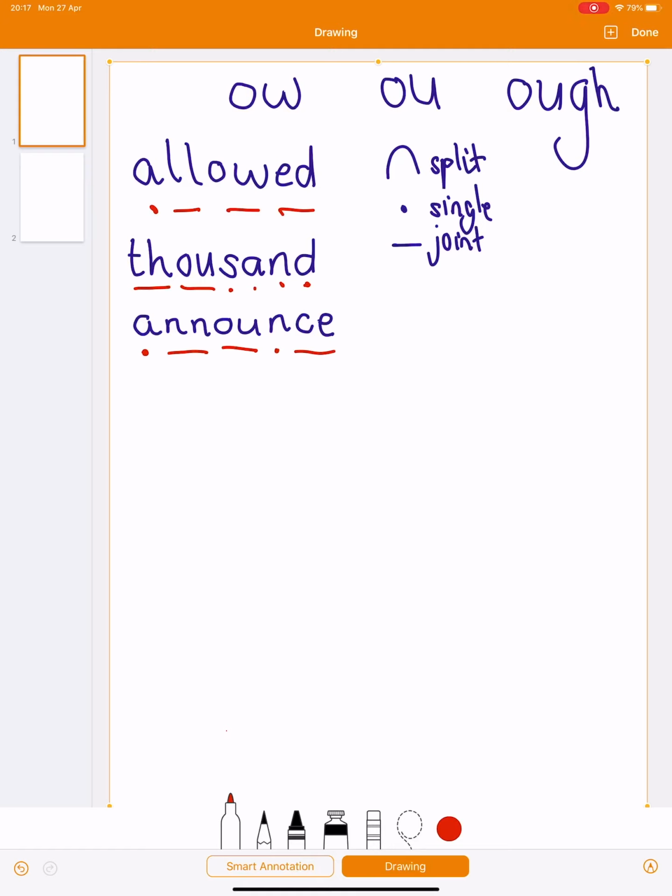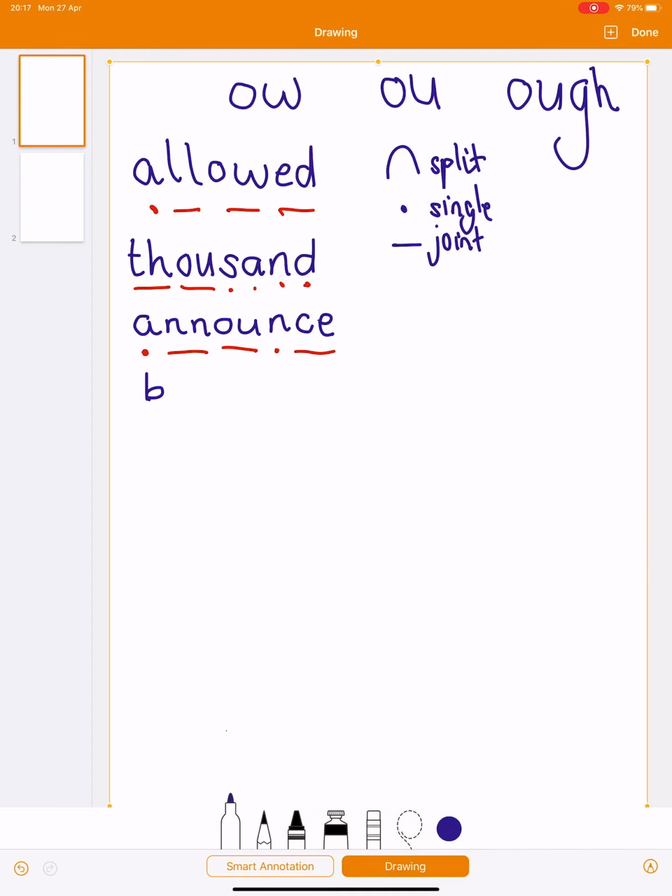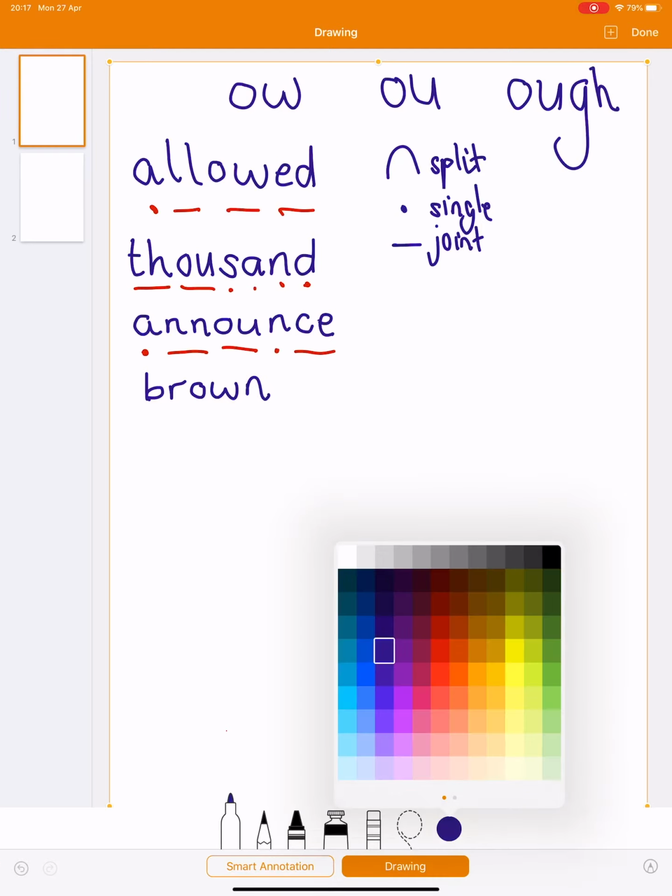Our next word is brown. So let's stop the video and diacritically mark it, remember, before you restart it. So brown. Okay, let's start again and let's see what we have. We should have B, R, the O sound with the OW, and the N. And if we mark that, let's have a wee see.